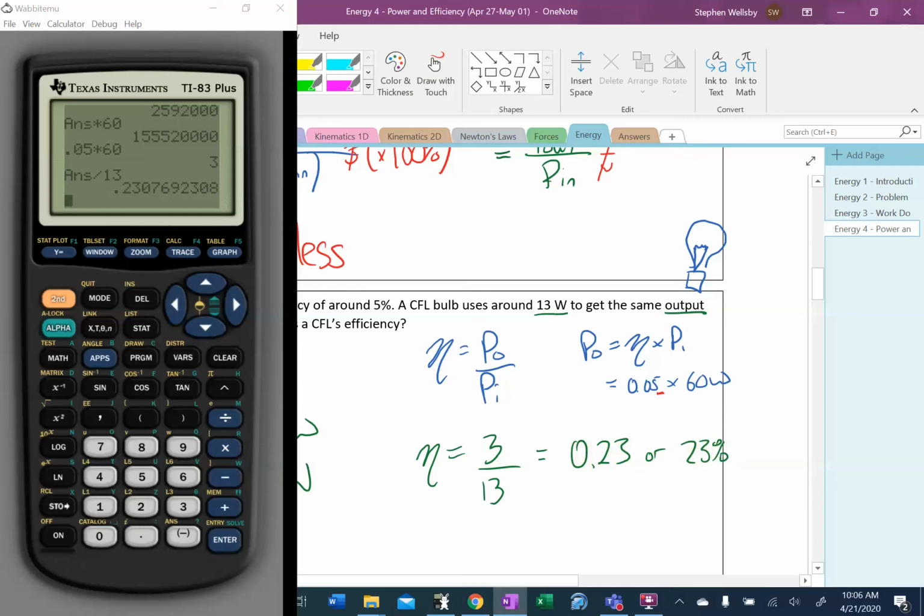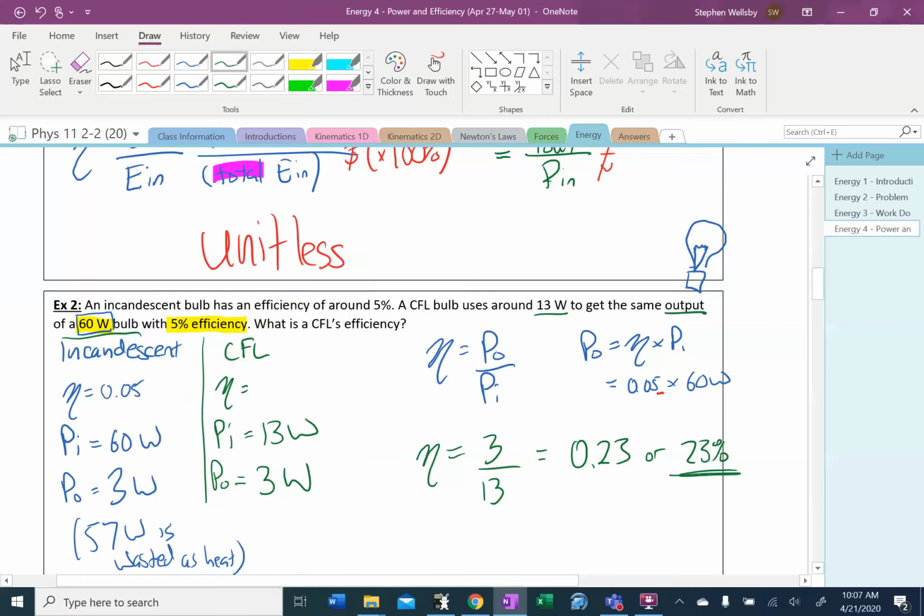So that's almost 5 times, so 4.6 times the efficiency of an incandescent bulb, or sorry, 4.6 times the efficiency of a CFL compared to an incandescent bulb. So that's why hopefully your house is also converting towards CFL bulbs as opposed to those old school incandescent bulbs.